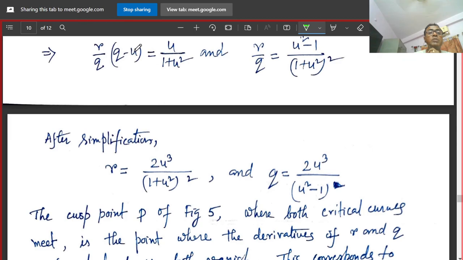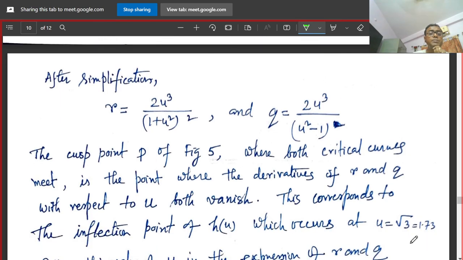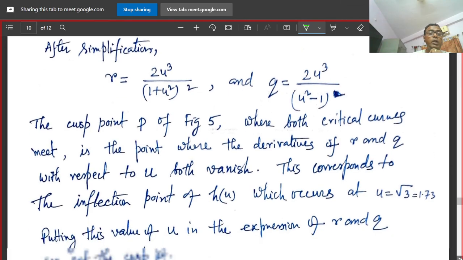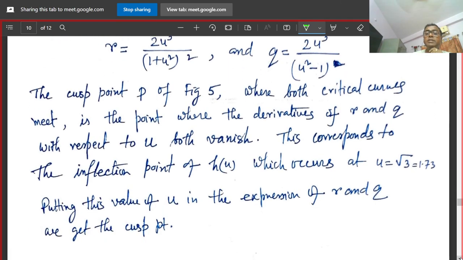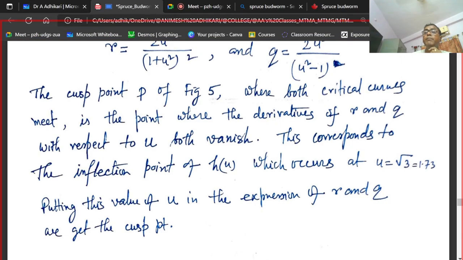After simplification, from this equation we get r equal to this, and from this equation we get q equal to this. So the two non-dimensionalized parameters r and q can be expressed in terms of u, where u is the non-dimensionalized population density n. The cusp point P in figure 5, where both critical curves meet, is the point where the derivatives of r and q with respect to u both vanish. This corresponds to the inflection point of hu, which occurs at u equal to root 3.